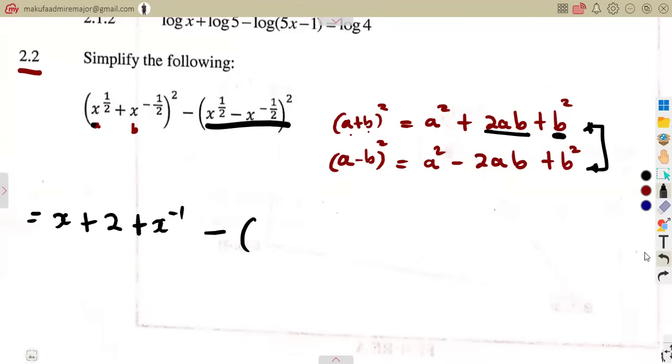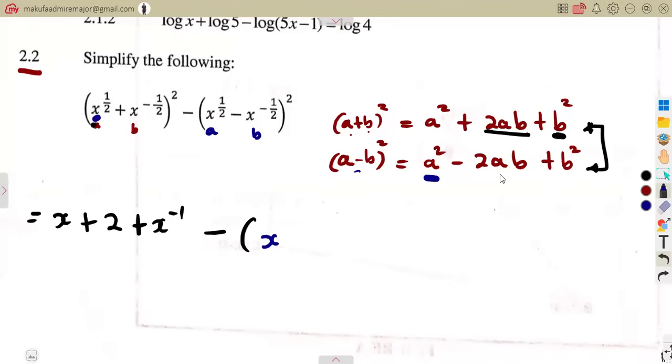So let's move on to this one again. That's our a, but minus b this time. So we're going to work with this a minus b squared. So the first is supposed to be a squared, x to the power of half squared. This one, guys, is not going to change. It's still the same as what we had there. So that was going to be x.